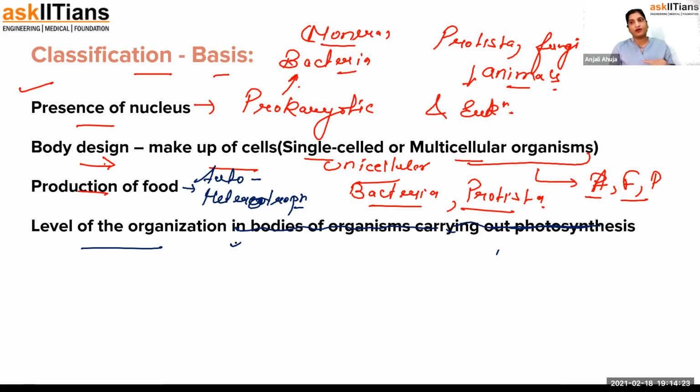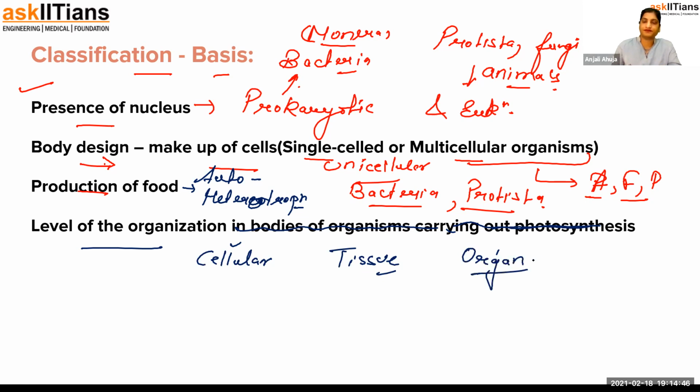If I talk about our body, we have cells, tissues, organs, organ systems, everything is there. But other organisms might have only a cellular level of organization, or a tissue level of organization. Some organisms end up at cell level only, some at tissue level only, and in us, it's organ level. So there are 3 levels of organization.